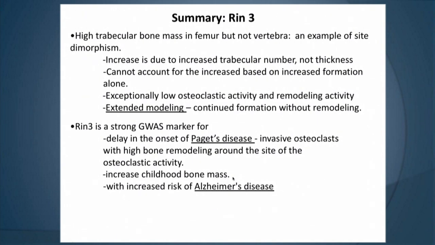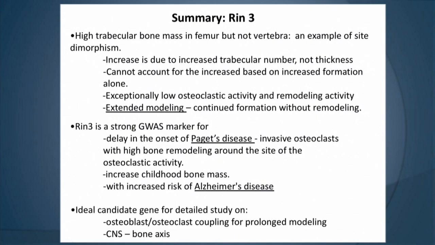Another GWAS that just came out showed that it's associated with increased bone mass in children. That's interesting. And finally, there's another strong association with Alzheimer's and other forms of degenerative disease. Why is that important? Well, this would be an ideal candidate gene to study later on because, number one, we have now a coupling gene that somehow prolongs formation. So this would be the ideal drug for osteoporosis, in which you could promote formation over osteoclastic activity.